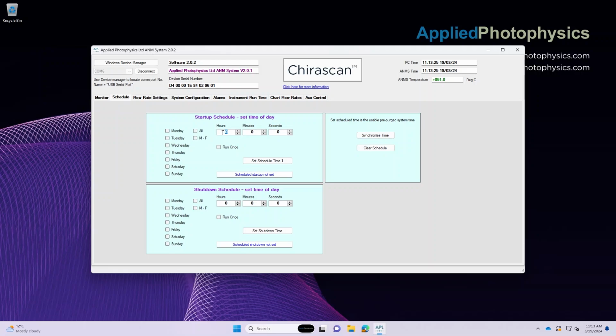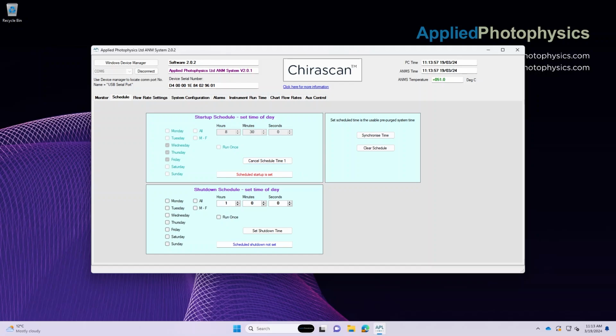Just enter the time of the day at which the lamp should ignite, choose the days of the week when this should happen, and confirm. Schedule lamp ignition about half an hour before you plan commencing measurements to give the lamp some time to stabilize. Once you have entered the lab, the system will be ready to go.